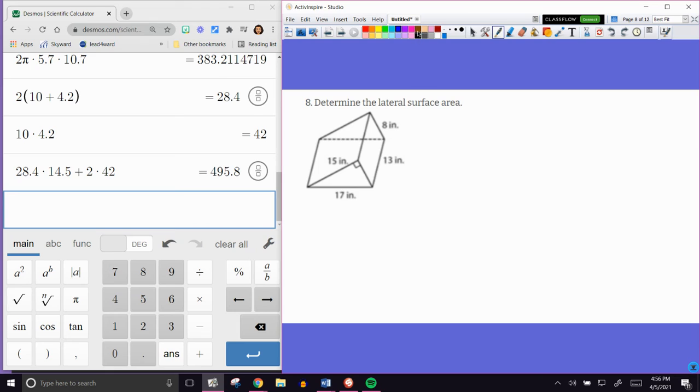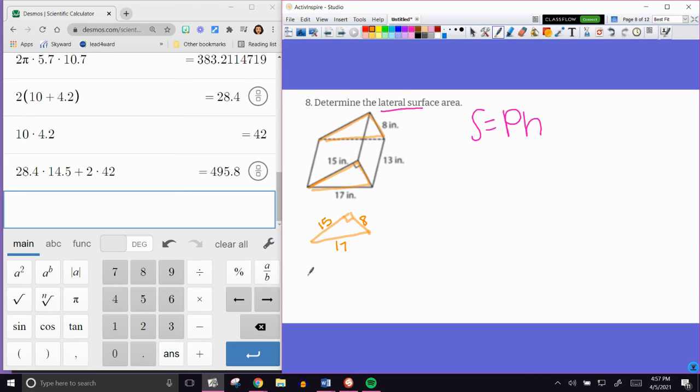Number 8, determine the lateral surface area. Right? Lateral, and I can tell this is a triangular prism, so I will be using S equals PH. Now, because it's a triangular prism, that means the triangles are my bases. Okay. So I'm going to draw my triangle out so that I know what my focus is. And that said 15, 8, and 17.